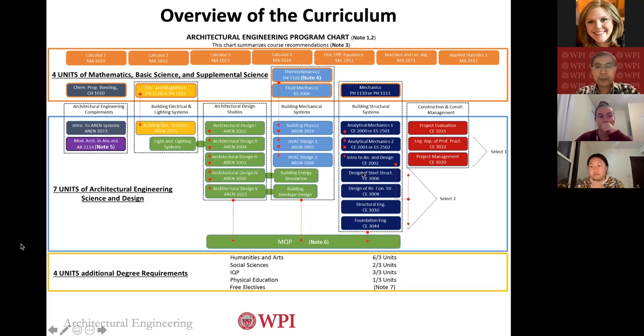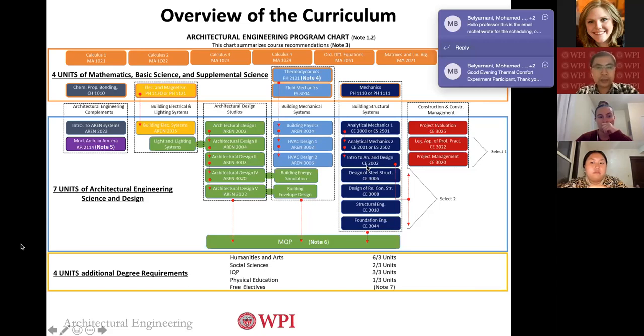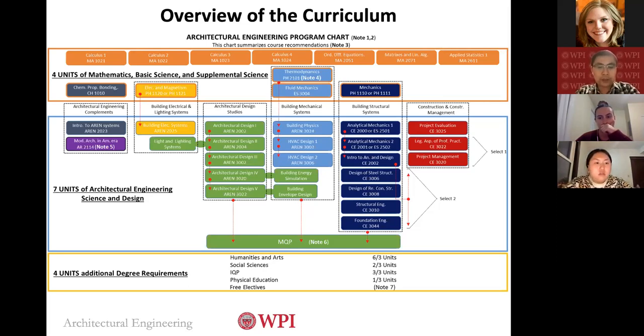So the first column is mainly focused on structural engineering, such as analytical mechanics and design of concrete structures, and on the right is construction project management. So these are 7 units of architectural engineering, and there are 4 units additional to support the program, such as humanities and arts and social science. As I said, WPI focuses on theory and practice, and we learn some other social courses that can be linked better to real applications or society.